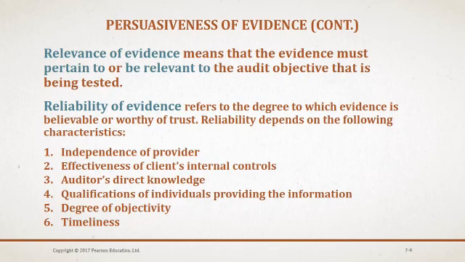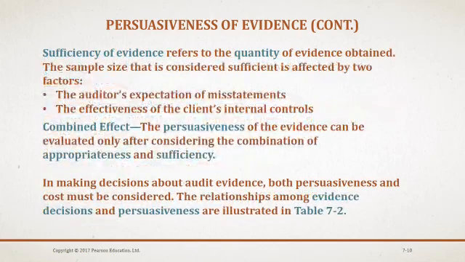Number four, qualification of the individual providing the information. Number five, degree of objectivity. Objective evidence is more reliable than evidence that requires considerable judgment. Number six, timeliness. Evidence is more reliable for balance sheet accounts when it is obtained as close to the balance sheet date as possible. Sufficiency refers to the quantity of evidence as measured by sample size.